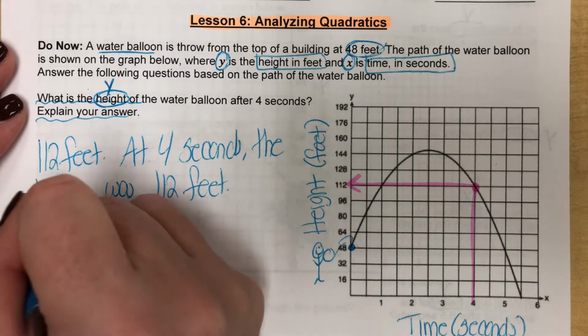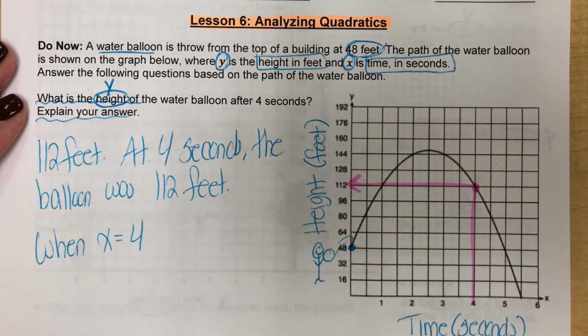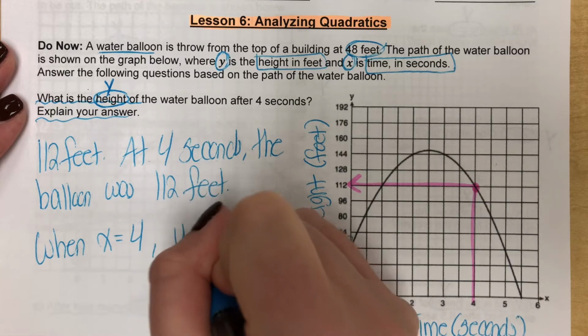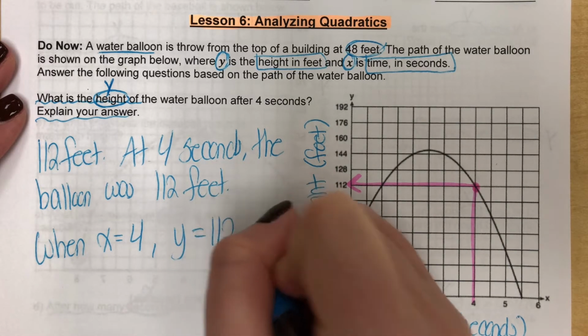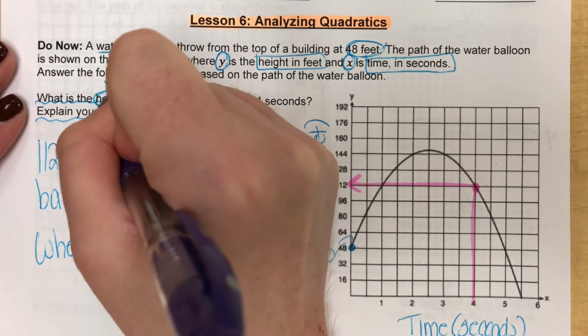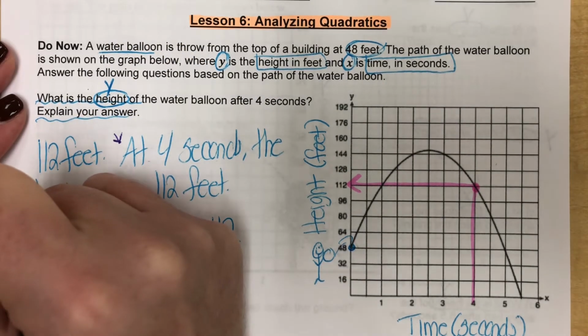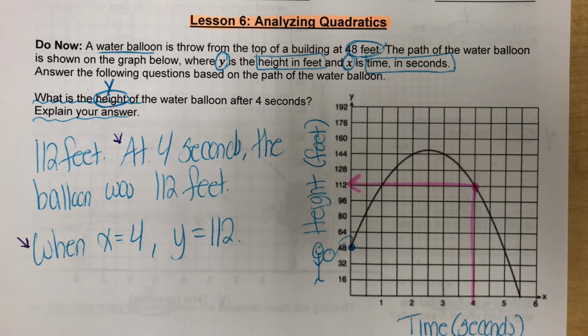I also could have said that when x equals 4, because I know that my x-axis represents my time in seconds, so I'm really saying that when I was at 4 seconds, my y value, which was my height in feet, my y value was 112. All right, so there's 2 different ways I could have answered this question. This would have been one when it comes to explaining. This would have been another when it comes to explaining. All right, this is what we're going to be working on today, evaluating graphs.